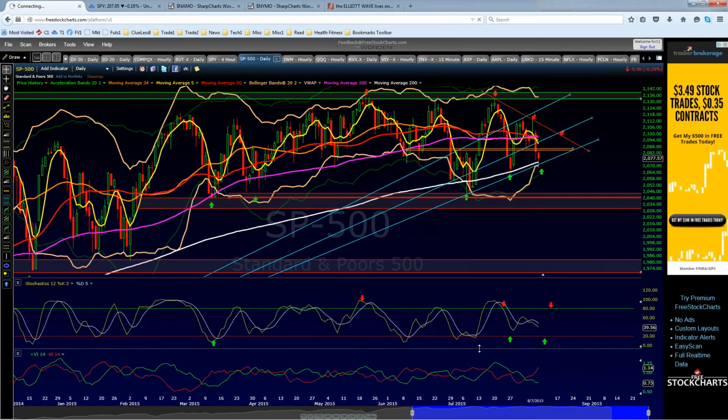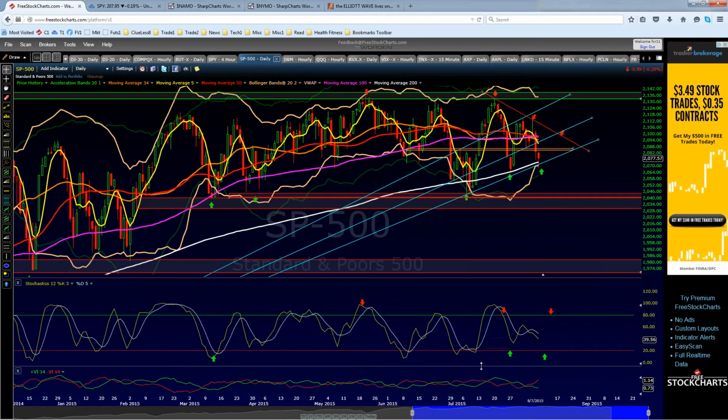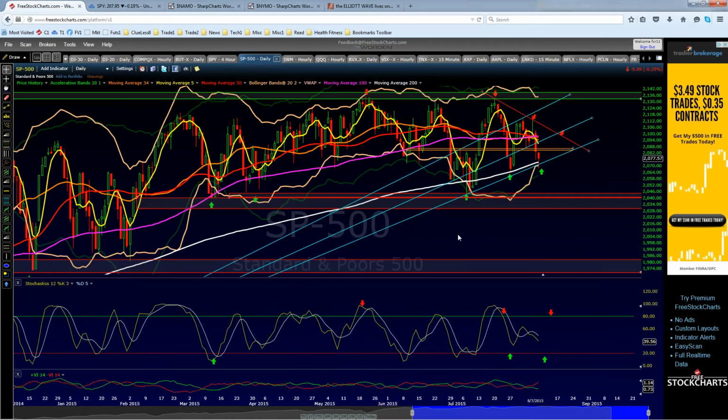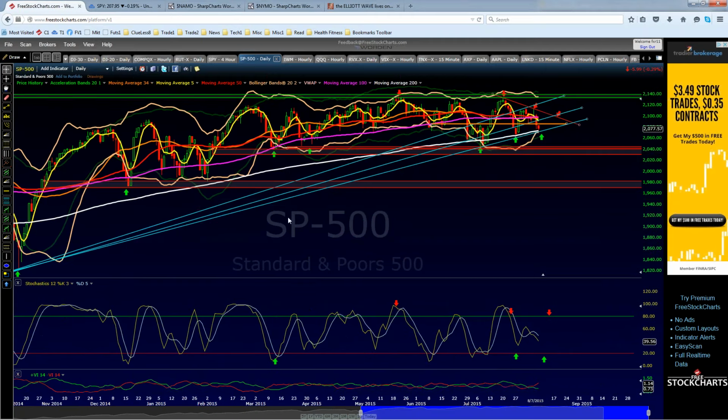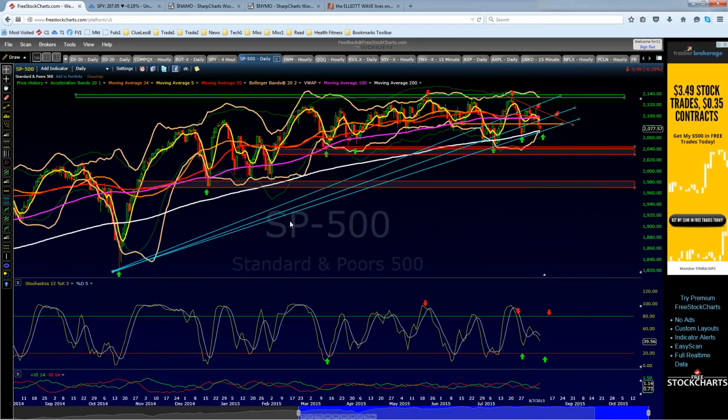Yeah, is this stochastics chart here, is that the daily you're showing, or how far out is it? I'm showing you the daily. I'm showing you the daily. Okay. So it's not even the shorter version ones, which are a heck of a lot harder to read, because they're constantly getting overbought and oversold.